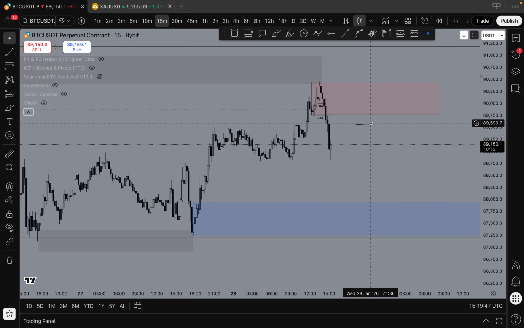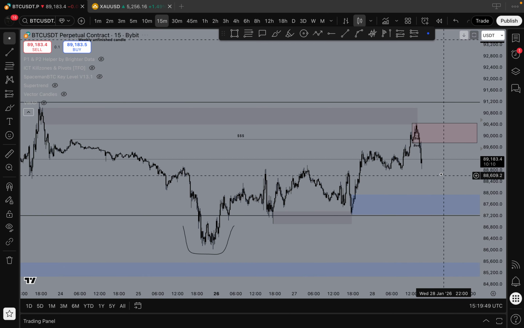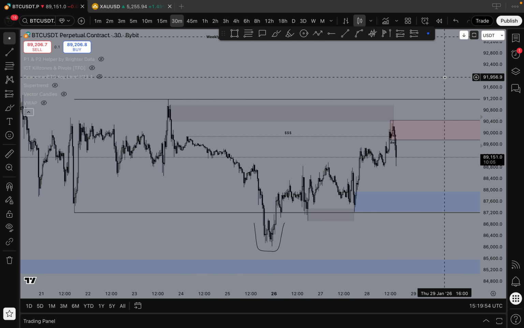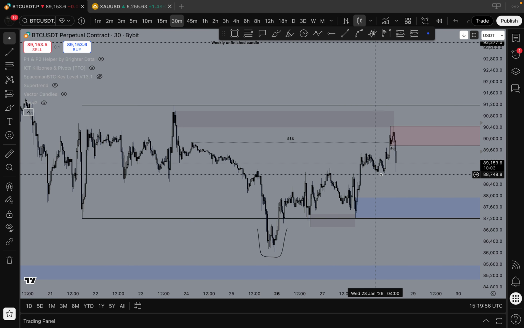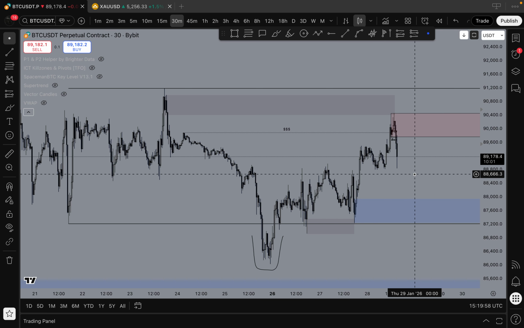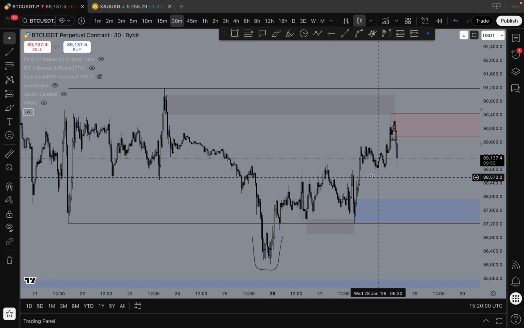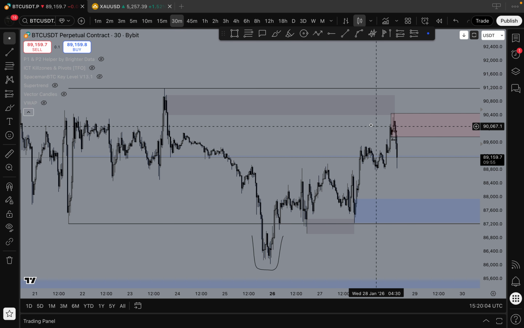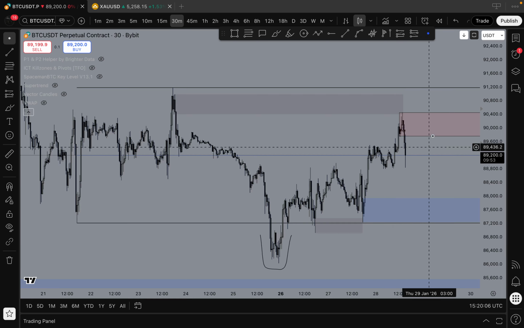But we have FOMC later this evening, so I will not be surprised if we just chop around here. And this is also not the level where you want to do business, because we are basically at the mid-range, or right at the mid-range. Let's see. Yeah, price is right at the mid-range.